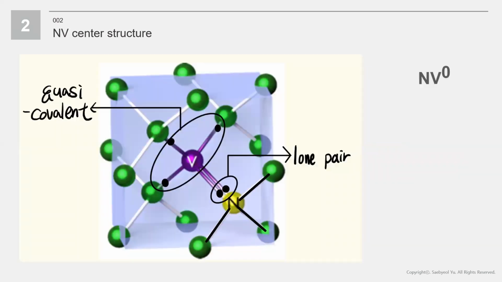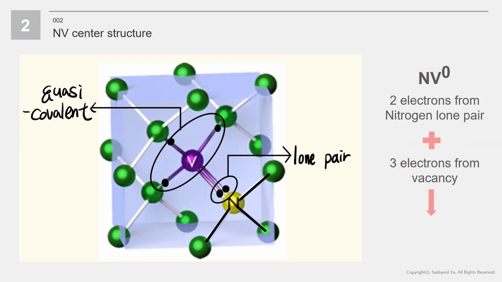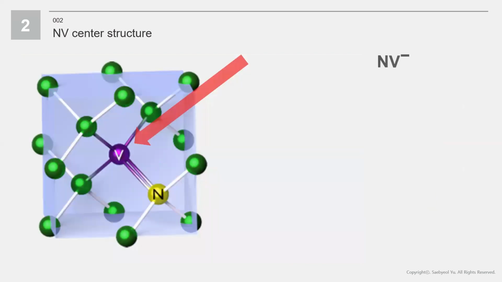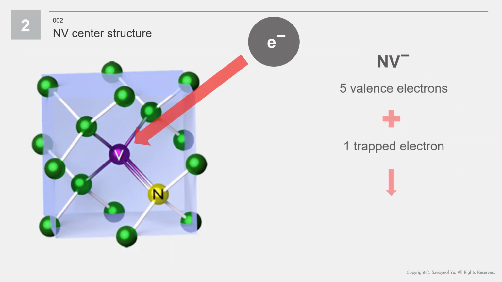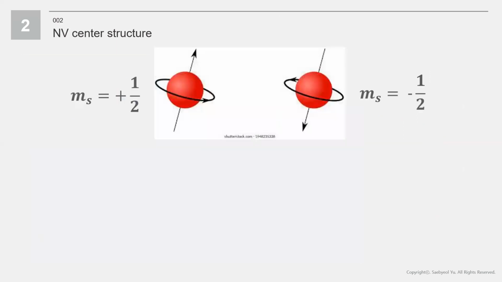Looking inside the NV0, there are 2 electrons from the lone pair of nitrogen and 3 electrons from the vacancy. So there are a total of 5 valence electrons. If external voltage is applied to NV0, which is electrically neutral, electrons are trapped, and it changes to NV- with 6 valence electrons. This NV- is used to build quantum computers.